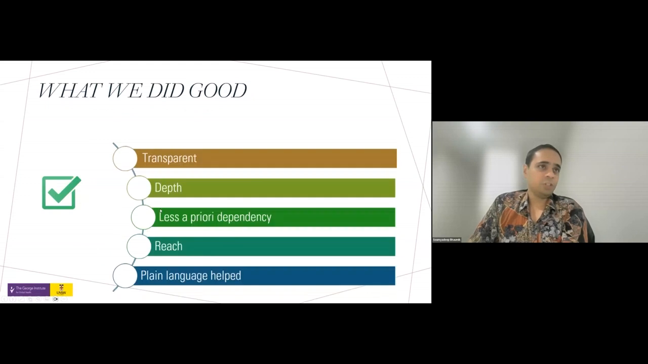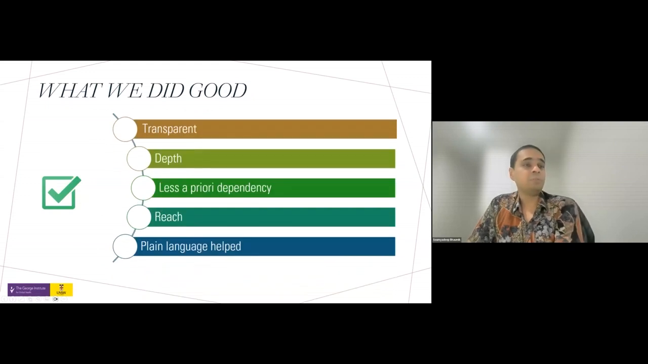So what did we do well? It was very transparent. People knew what the criteria were. It was very simple, working like democracy. We also got depth in the sense that we could cover all the 5 domains. So we have a modular questionnaire. People could choose some domains, but we could cover a lot.